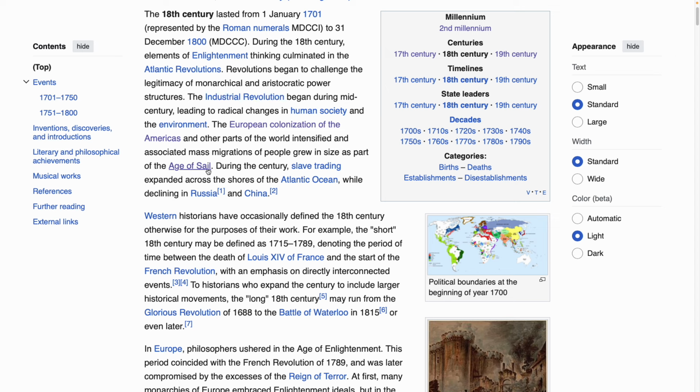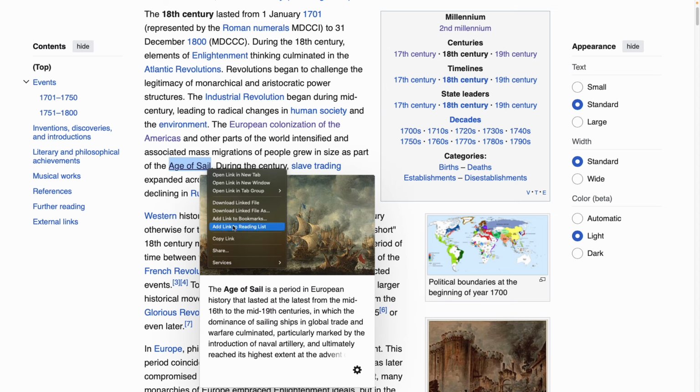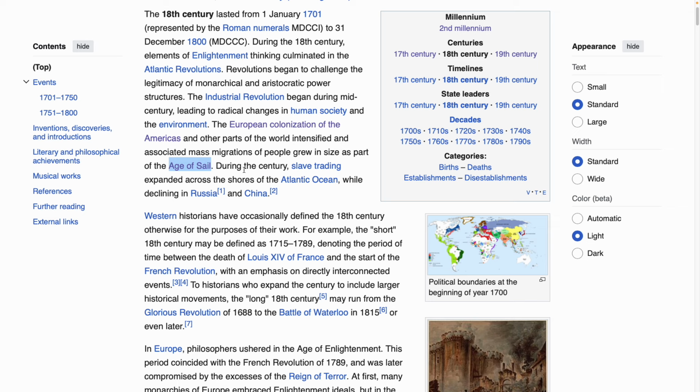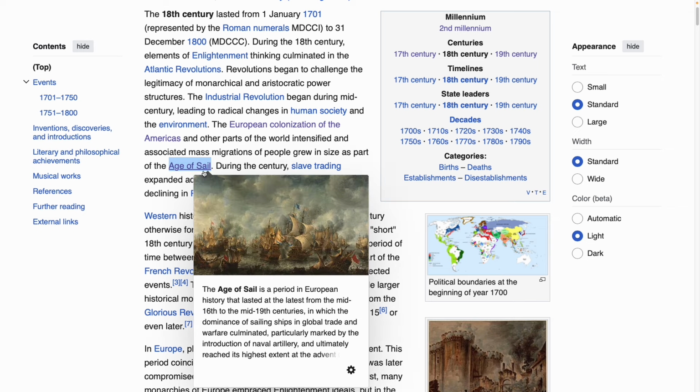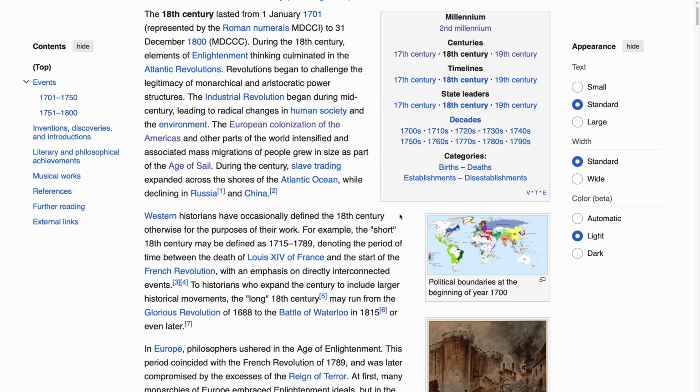And of course, we also have this Age of Sail, which means the Age of Sail is a period in European history that lasted at the latest from the mid-16th, so that'd be the kind of 1550, all the way to 1850, in which the dominance of sailing ships in global trade and warfare culminated, particularly marked by the introduction of naval artillery, and ultimately reached its extent at the advent of, and the rest of the paragraph is hidden for me.